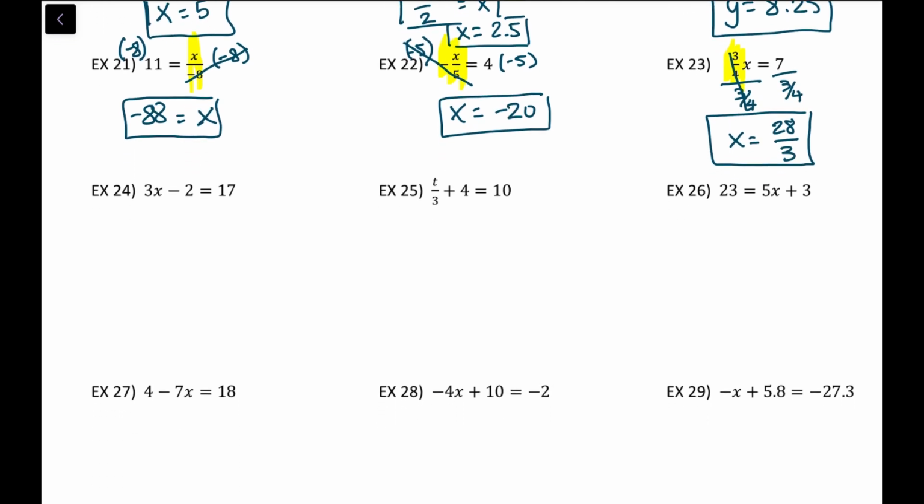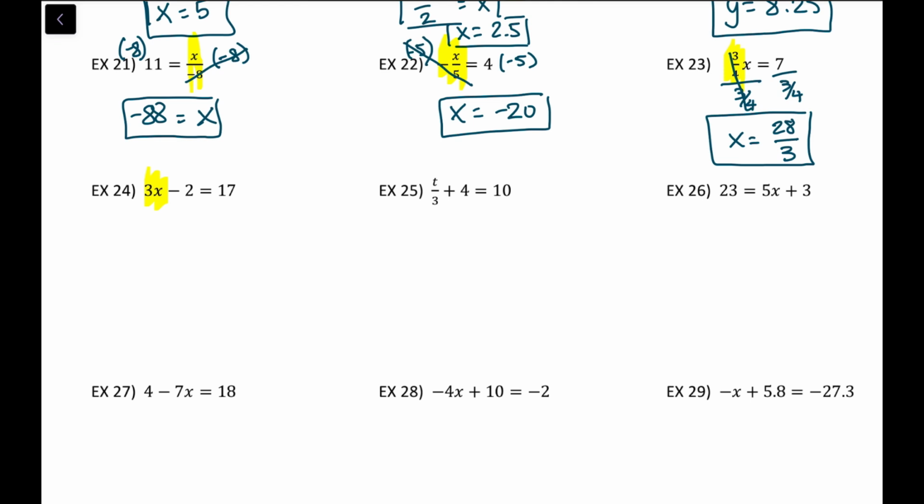So I did number 23 in one step. You could multiply both sides by 4 to undo the dividing by 4, and then come through and divide both sides by 3. But if that made sense to you, you'll be able to use that method. Number 24 is the beginning of two-step equations.